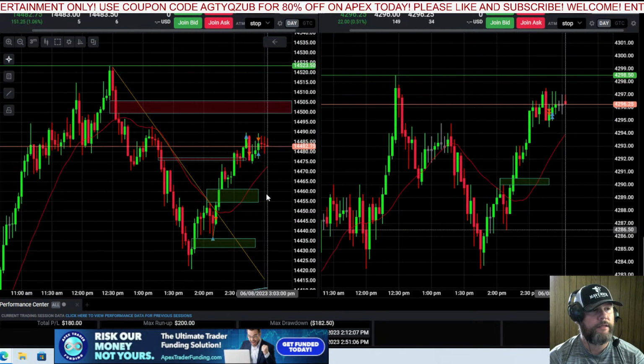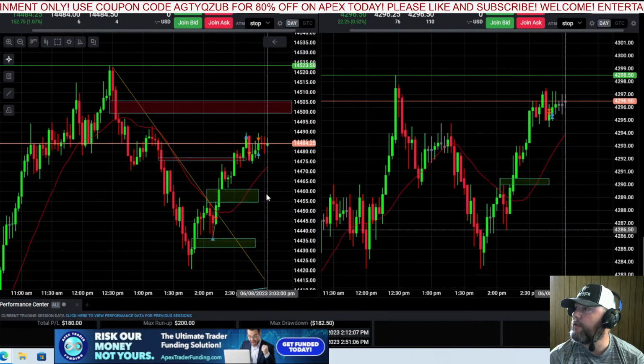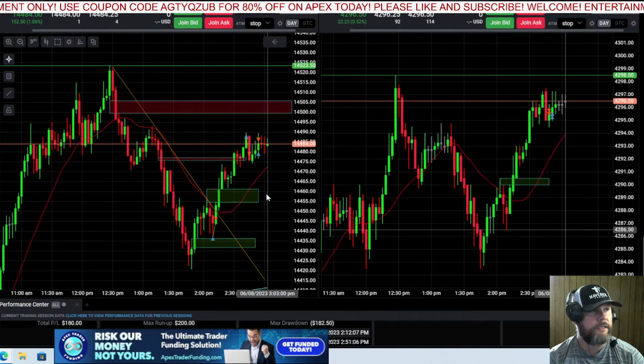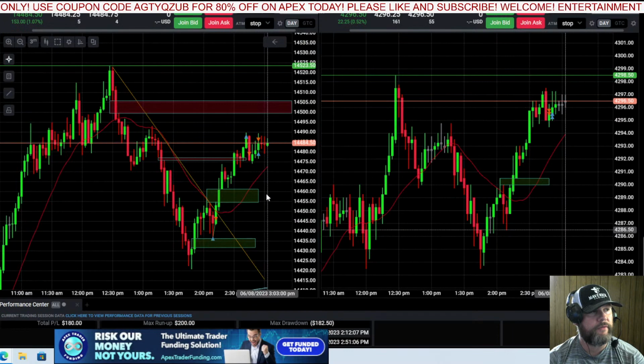Kind of hanging out at this pivot right there at 96, kind of turning that pivot into support. You see those last three candles are just wicks. Lots of indecision here.